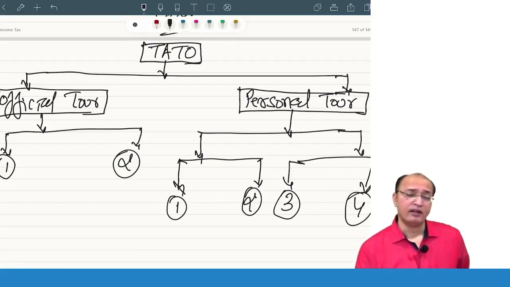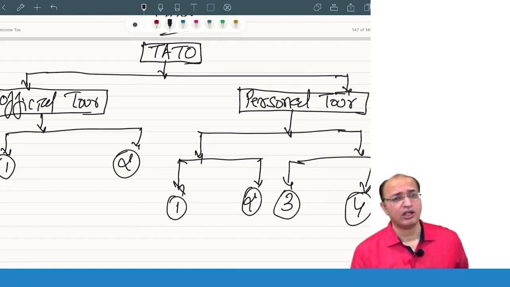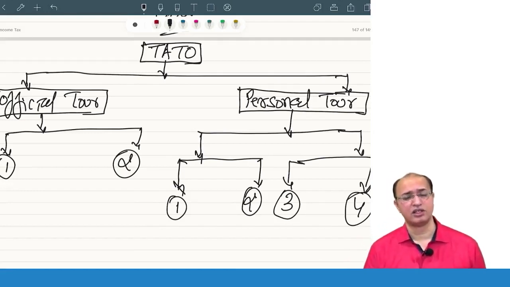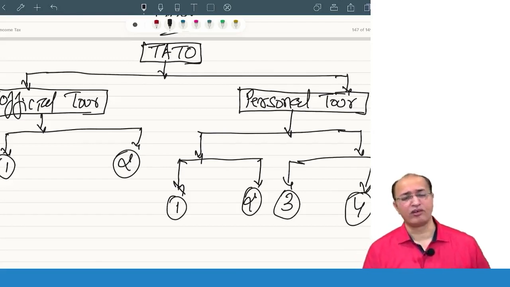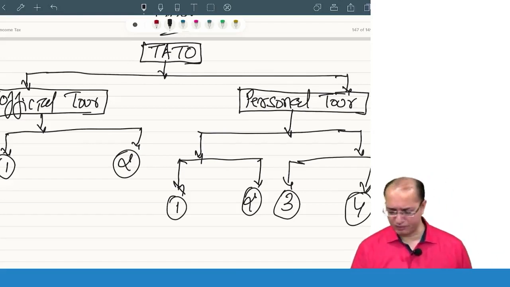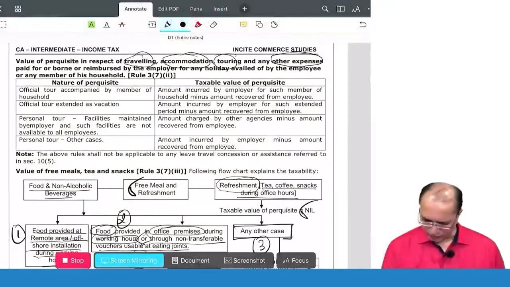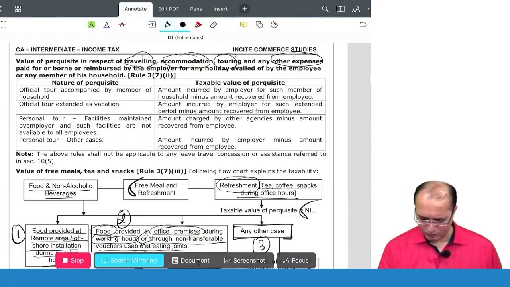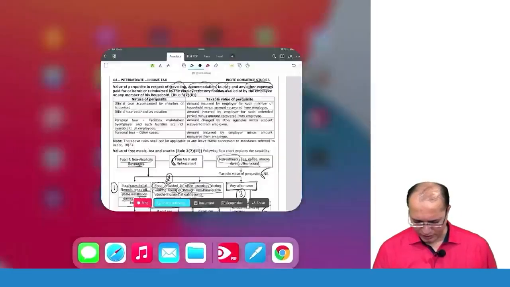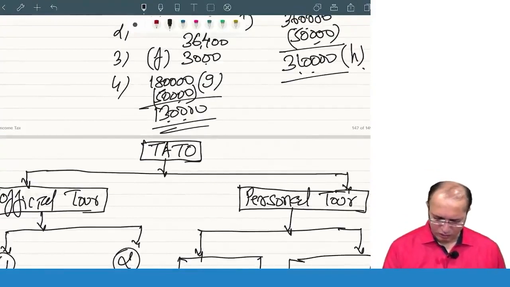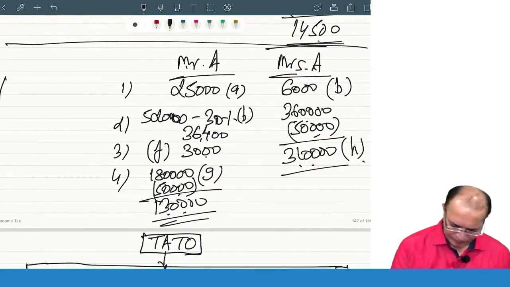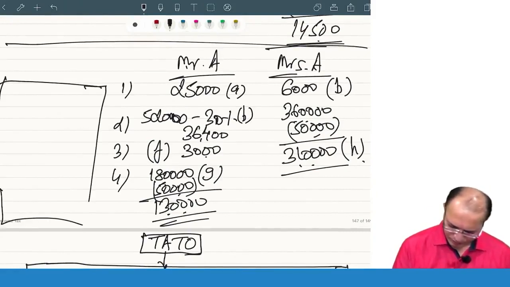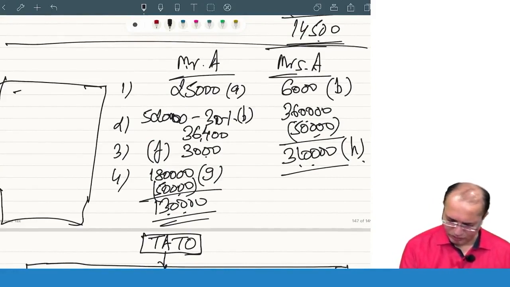But in this official tour, if you have got some personal advantage, then to the extent to which you have got some personal advantage, something should become taxable. When can we say that in an official tour you have got some personal advantage? Now there is a table here. I will try to convert this table into a small flowchart. But before that, you already know the general rule for valuation of perquisite. If I ask you what is the general rule for valuation of perquisite, it is what? I had discussed this with you yesterday.